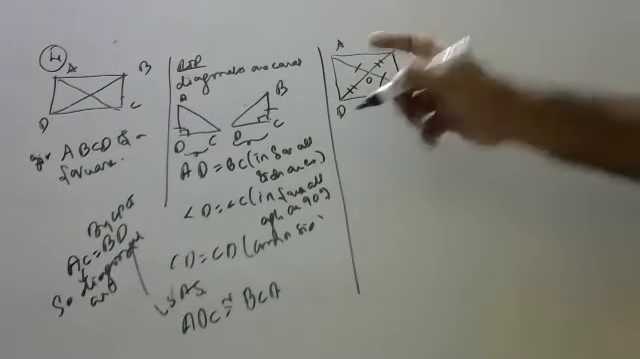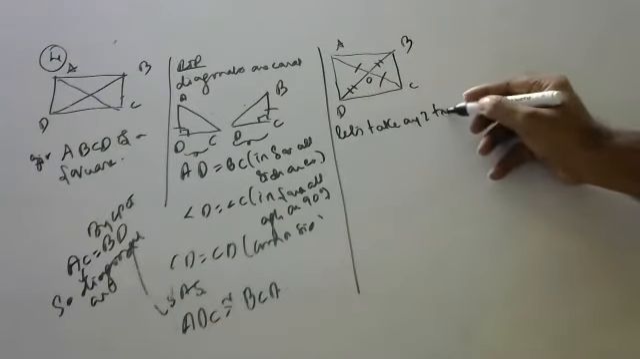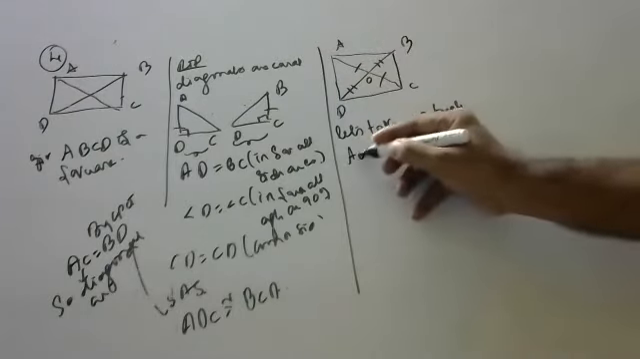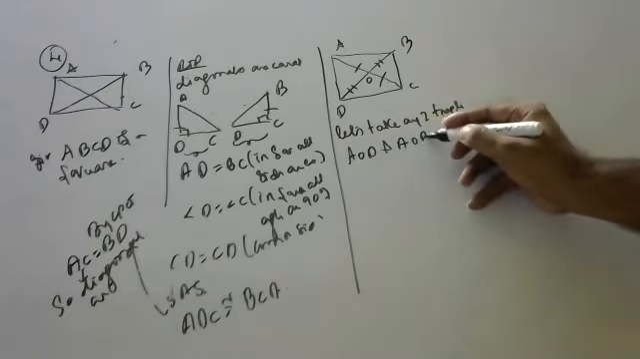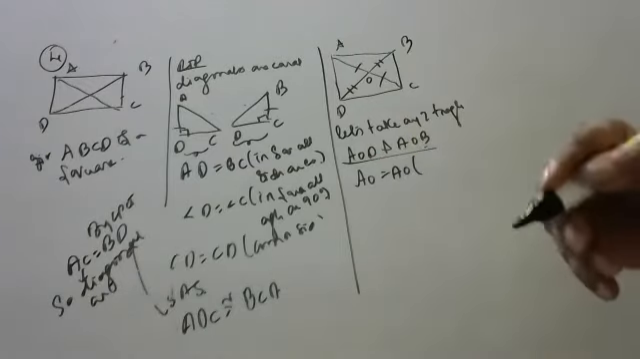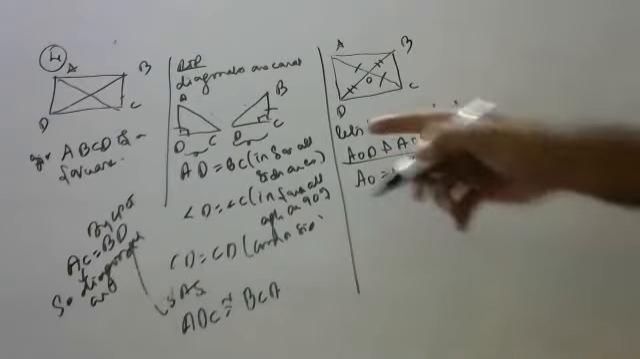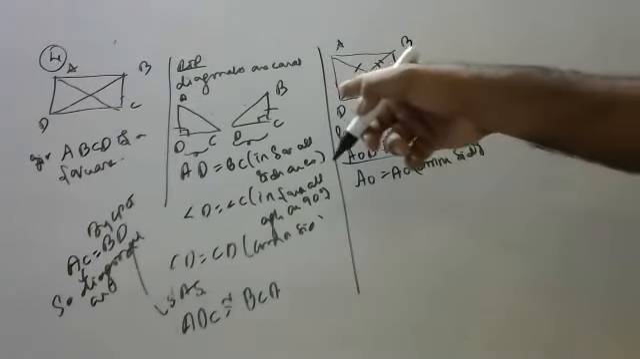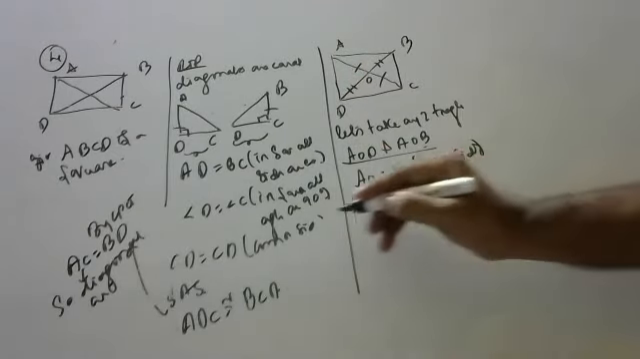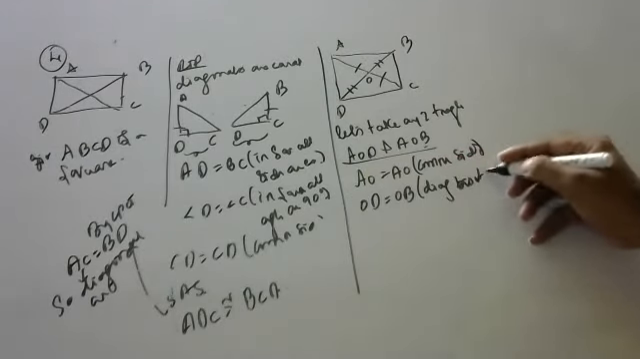Let us take any two triangles. I'm taking AOD and AOB. AO is equal to AO. Can anyone say why, children? Common side. Very good. AO is equal to AO. Okay. Can anyone say OD is equal to OB? Sir, diagonals bisect each other. Given.